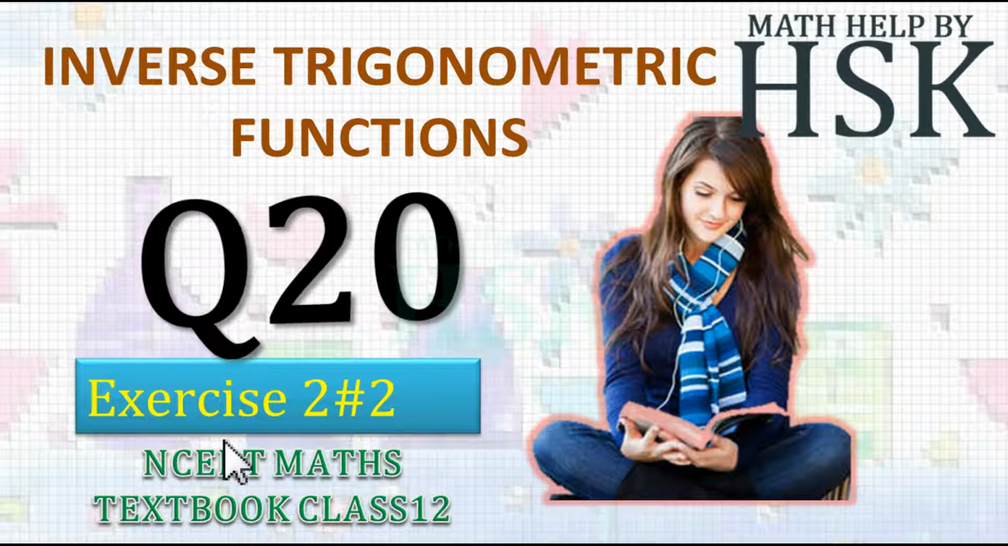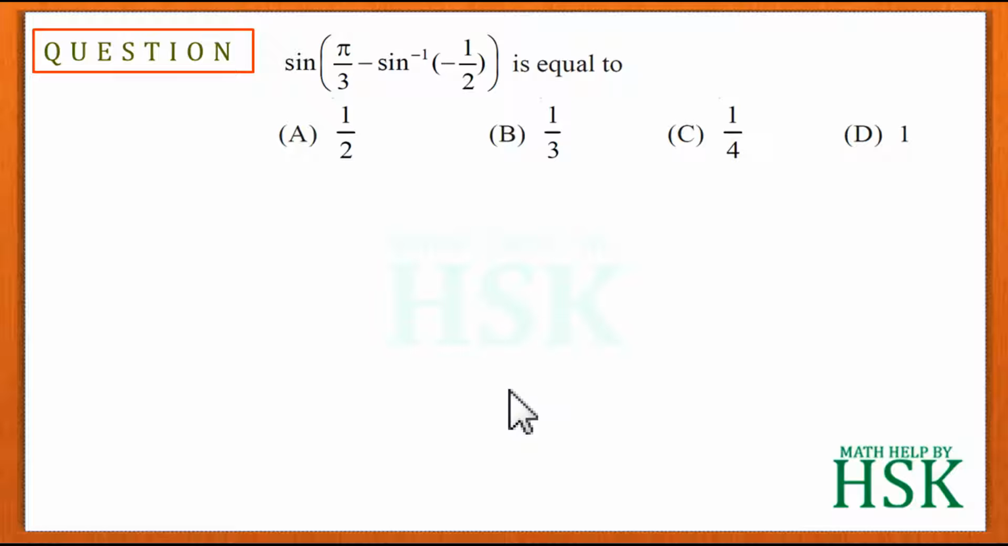Taking question number 20 of exercise 2.2 of inverse trigonometric functions. It is an objective question first of all, and we have to tell sine of pi by 3 minus sine inverse of minus 1 by 2 is equal to which of the following options A, B, C or D. For this we first see that this expression can be easily solved if we know the value of sine inverse of minus 1 by 2.